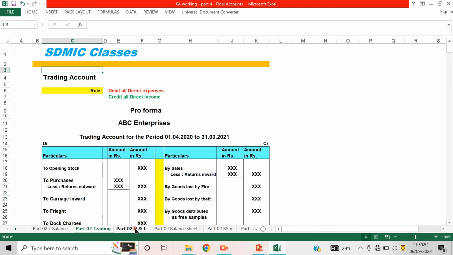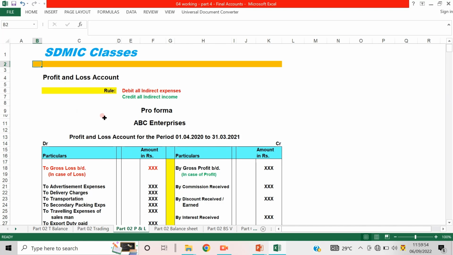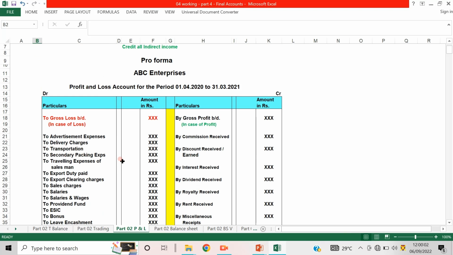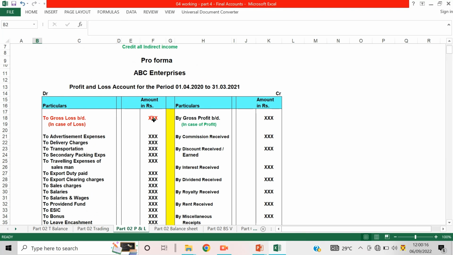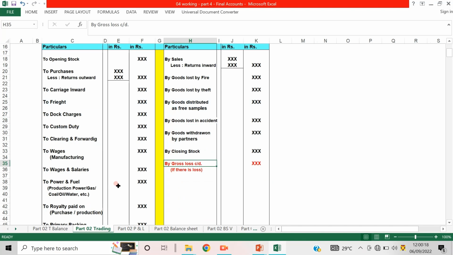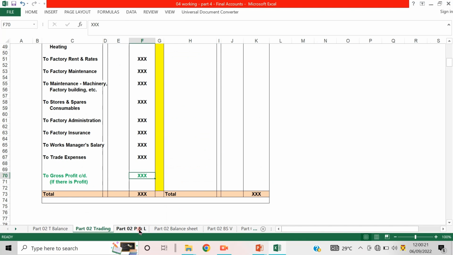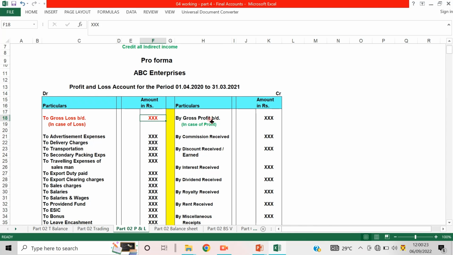Trading account part. Now profit and loss account, how to make a profit and loss account. Here also I'm just giving a pro forma for the purpose of understanding. If you understand all these things, then it will be easy to understand the final accounts. In the last case I told you that if there is a loss, it should be taken into the profit and loss account debit side, and if there is a gross profit, it is taken on the credit side of the profit and loss account. That means gross profit brought down.